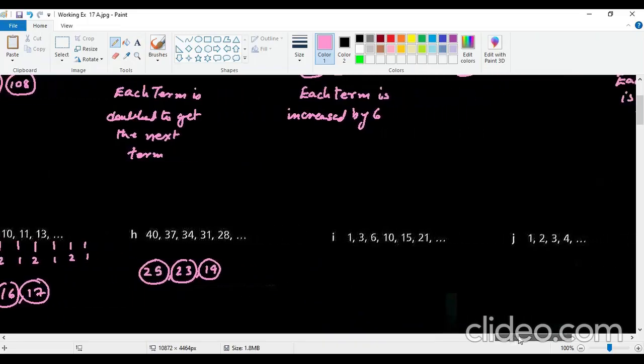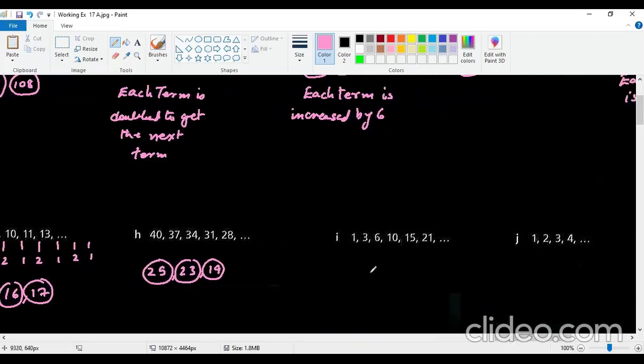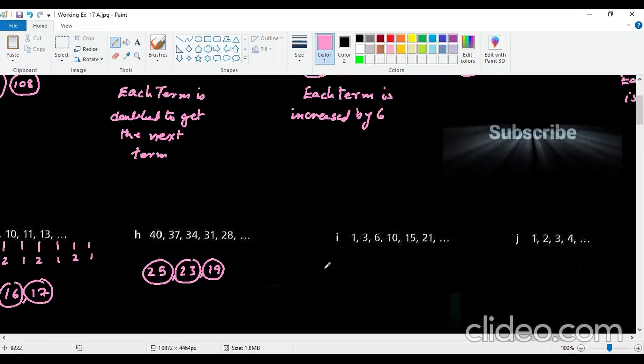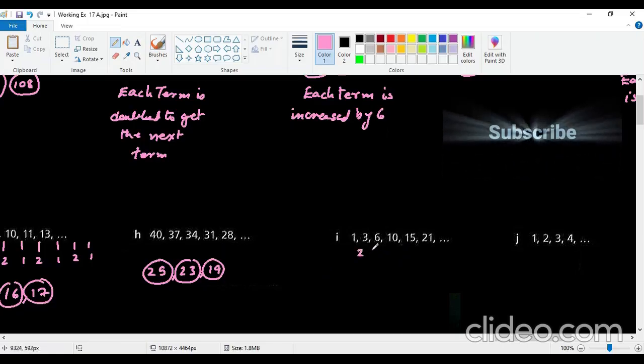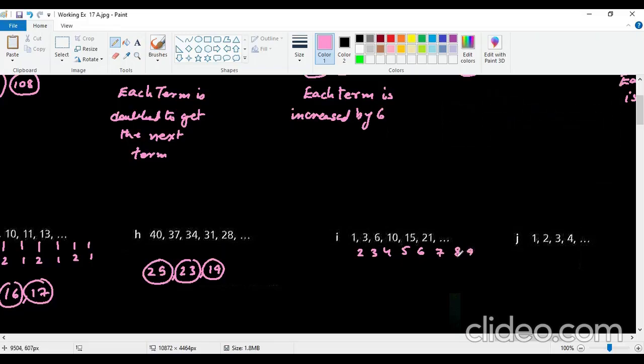For the next question, it is 1, 3, 6, 10, 15, 21. In here, natural numbers are going to be added. That means 2, 3, 4, 5, 6, 7, 8, and 9. These are the numbers that are going to be added. Once you add 7 to 21, the next number is going to be 28. And then comes 36. When you add 8 and when you add 9, you are going to get a 45 as an answer.